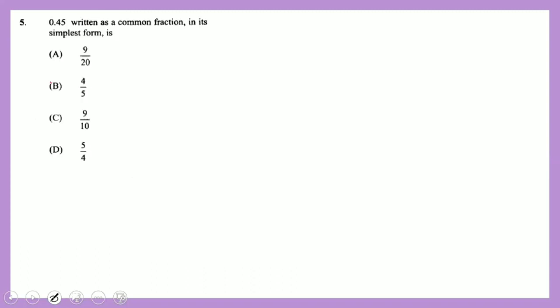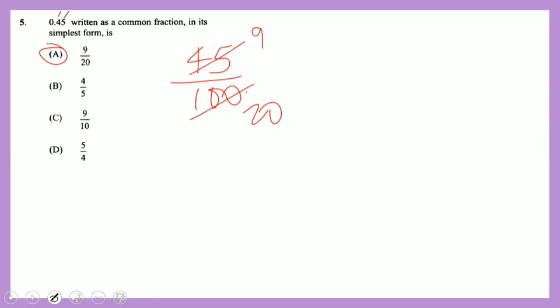Number 5, 0.45 written as a common fraction in its simplest form. You want to look at the last digit in this decimal number, and that's a 5. What is the place value of that digit? 4 is in the tens place, 5 is in the hundredths place. And so you're simply going to write this number over 100. And then you simplify, and of course, you are going to divide each of these numbers by 5 to get 9 over 20.